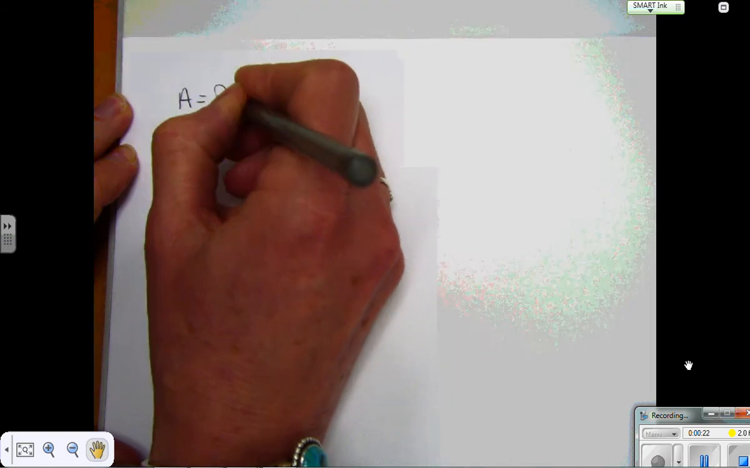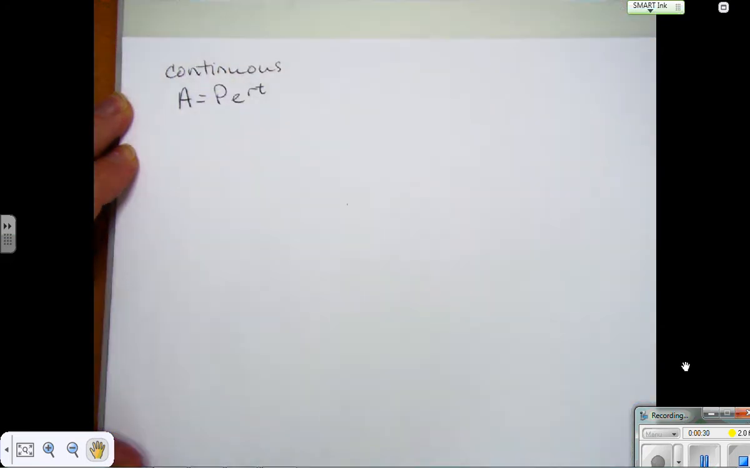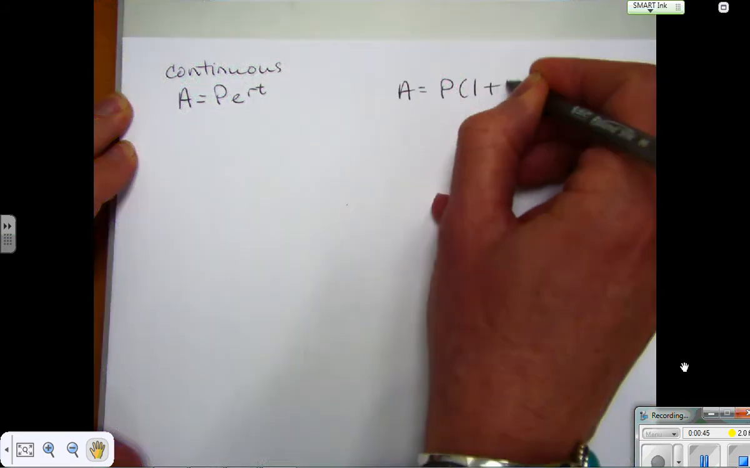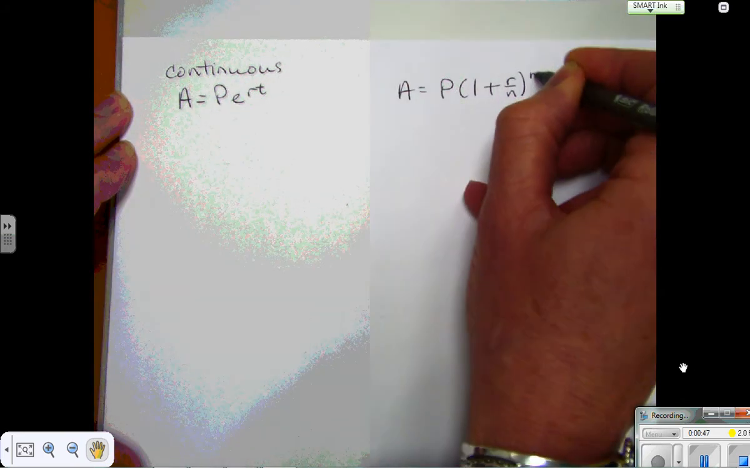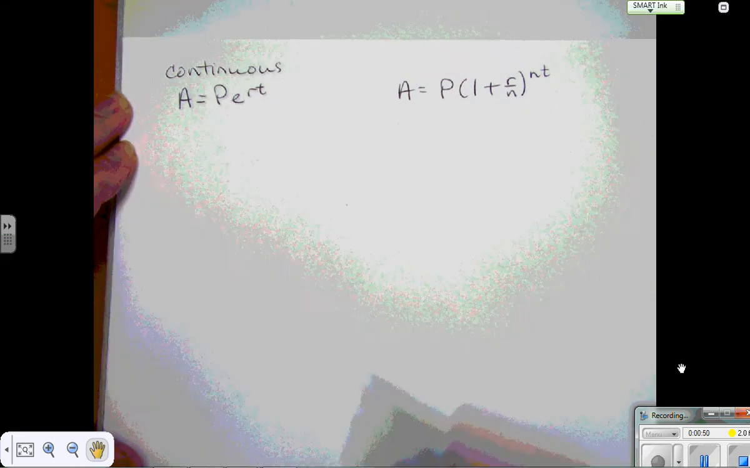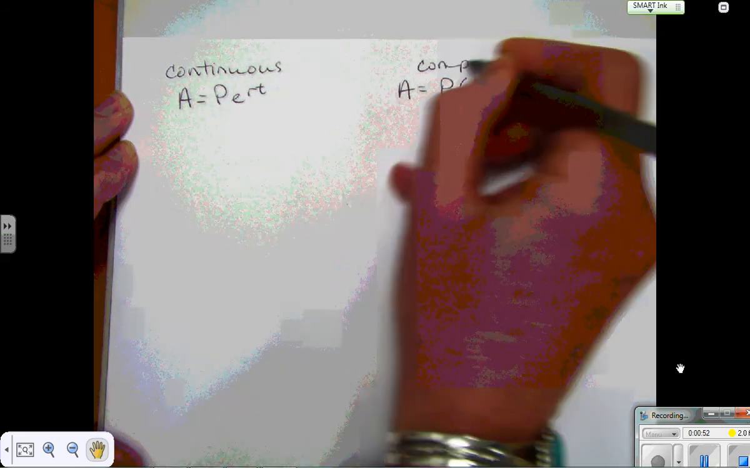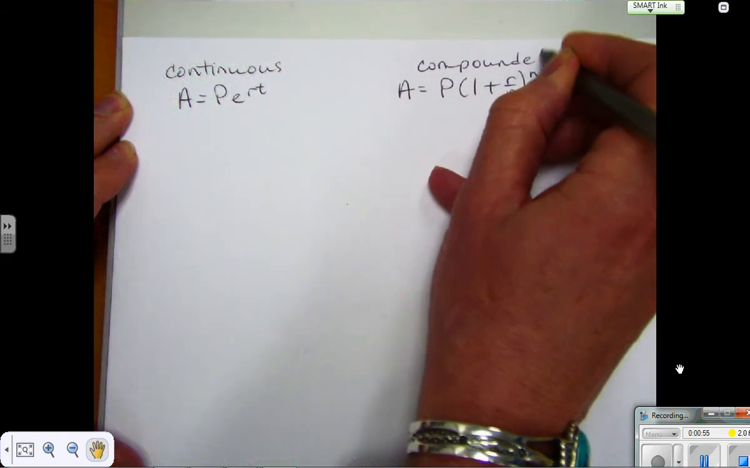Okay, we're going to use A equals P times e to the RT for continuous interest, where A is the amount after years, P is the principal, that's what your initial investment is, R is the interest rate as a decimal, and T is the number of years invested. Or we're going to use A equals P times 1 plus R over N to the NT power for compounded interest. So it just depends on what the problem tells us.